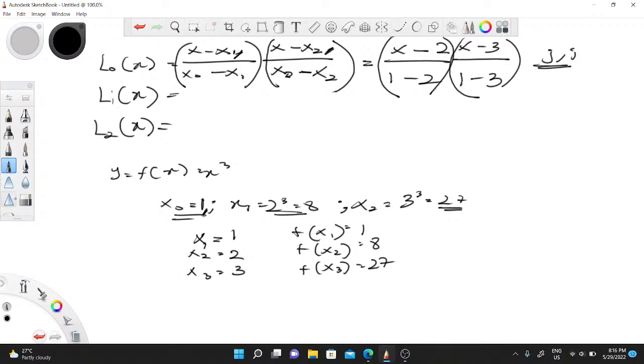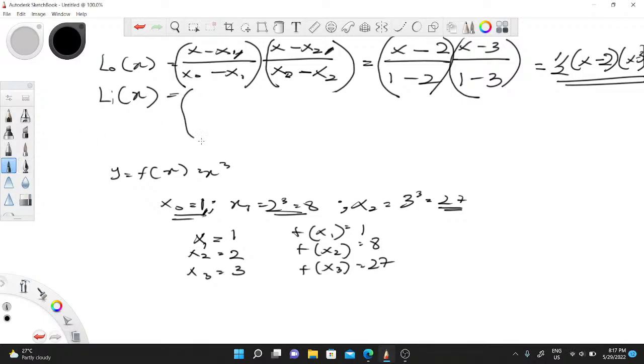Reducing it, we get 1 over 2 times x minus 2 times x minus 3. Sorry for the background noise. You understand? Then we solve the same for L1 and L2. I'm going to skip this and you can solve it yourself, or let's do one more and then I'll leave L2 for you, so you can have some practice yourself. So this is very, very important. It's quite long, so you need to be very familiar with it so that your mind doesn't just ignore it when it comes, or you just say you can't solve it, right?